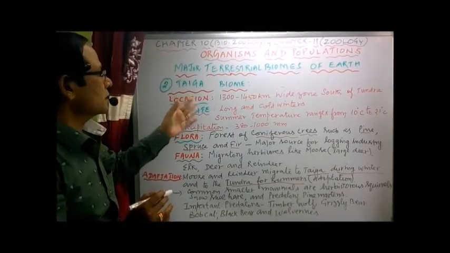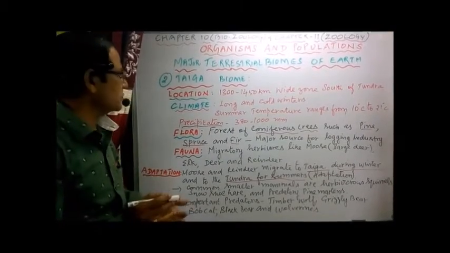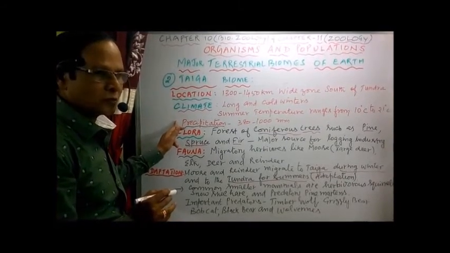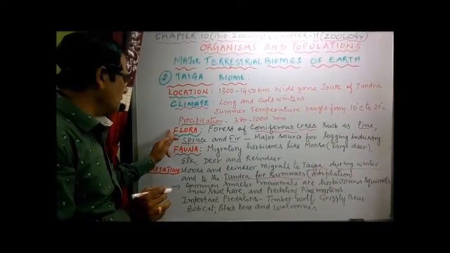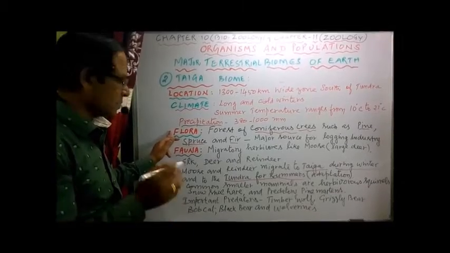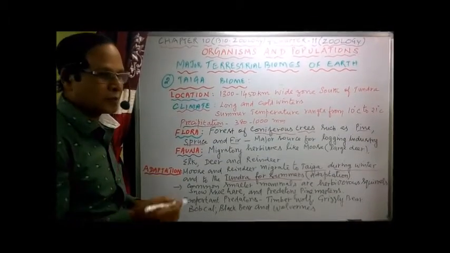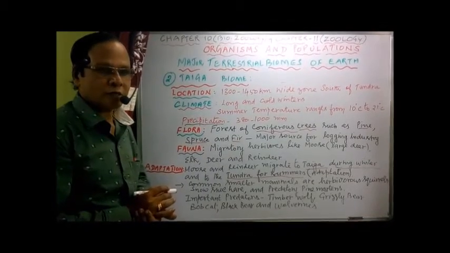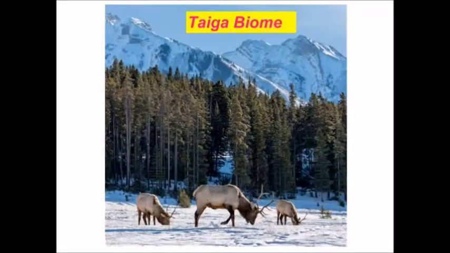That's about the taiga biome. For each biome you have to know the location, the climate, under which you have to know the precipitation, then the fauna and flora, the animals and plants, along with any adaptations for animals. That's about the taiga biome. We have to go for the next one, grasslands.